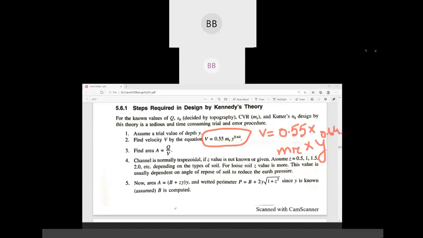This is Kutter's theory. First you have to assume a depth of flow, then you have to find out the velocity. The expression is v equal to 0.55 multiplied by the critical velocity ratio m r and multiplied by y to the power 0.64. Okay, this y is nothing but your assumed depth.